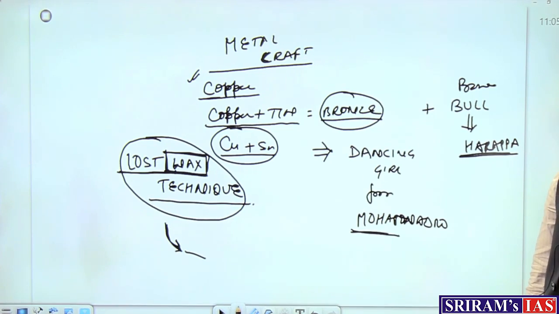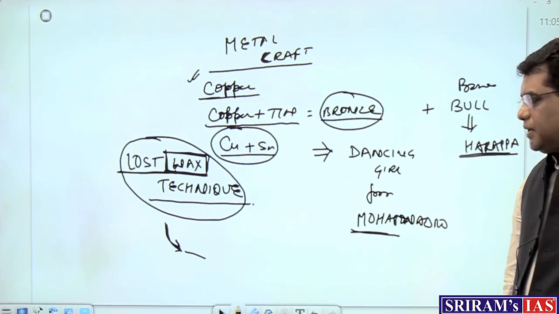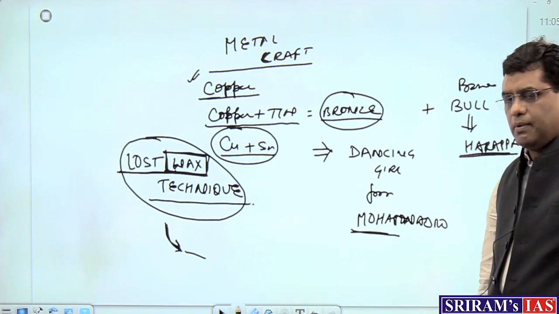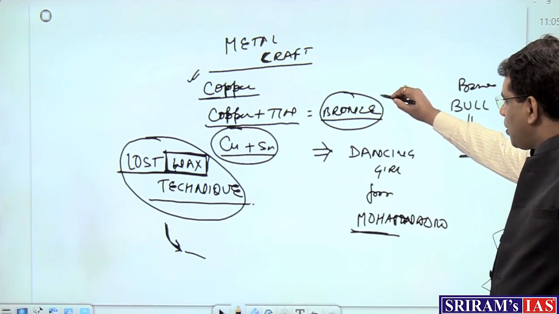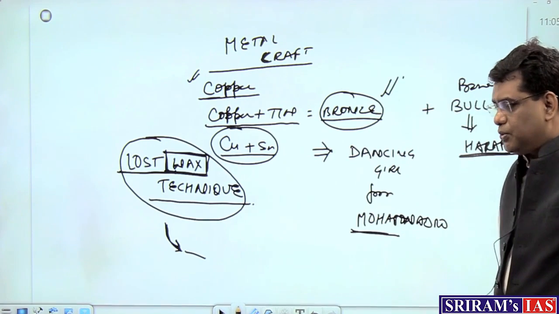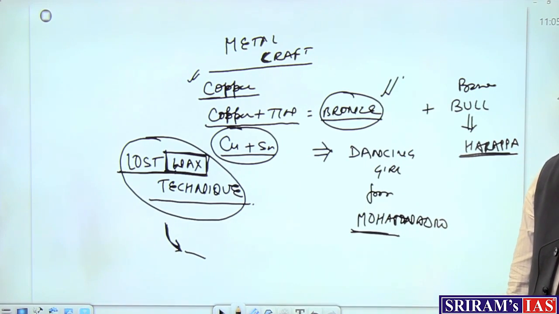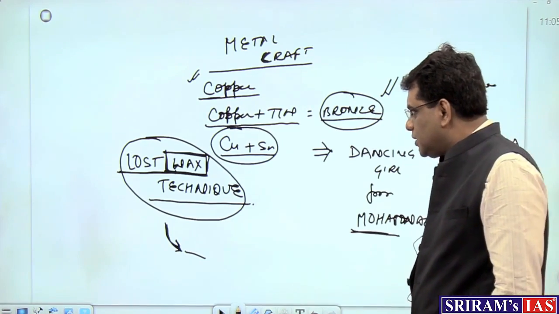So metal craft was a very specialized achievement of the Harappans. It was unparalleled because no other contemporary civilization was using bronze. They were simply using copper, tin and other individual metals. They didn't have the technique to make an alloy.